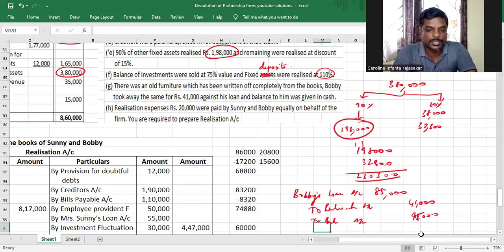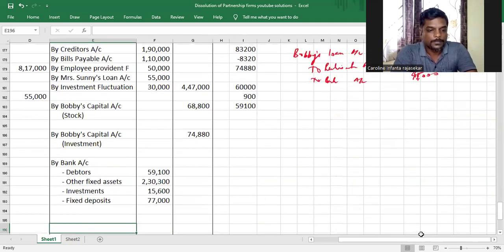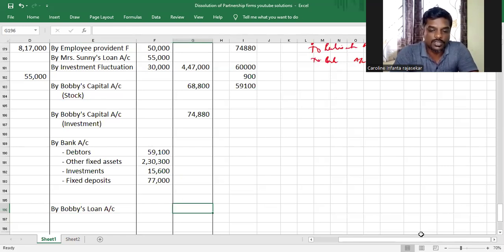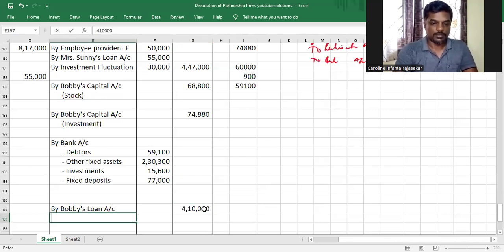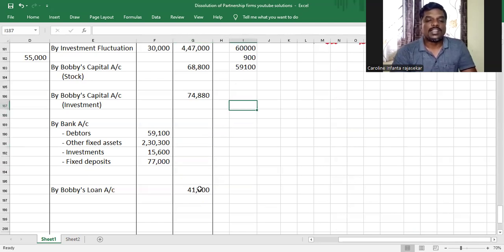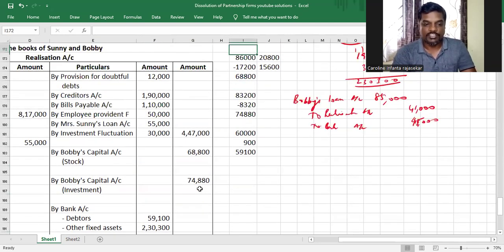The journal entry here for this would be what? Always leave a few lines after by bank because you might have to write something there. By Bobby's loan account, 15,000. Understood or not, my dear children? Oh, no. 41,000, right? The assets were taken over for 41,000. Understood. So, yeah, 41,000. Just give me a second. 41,000. Got it. So, now that is done. Then what do we have next?